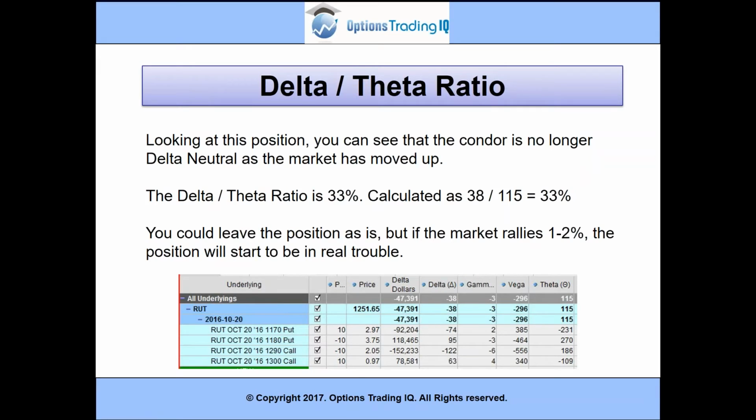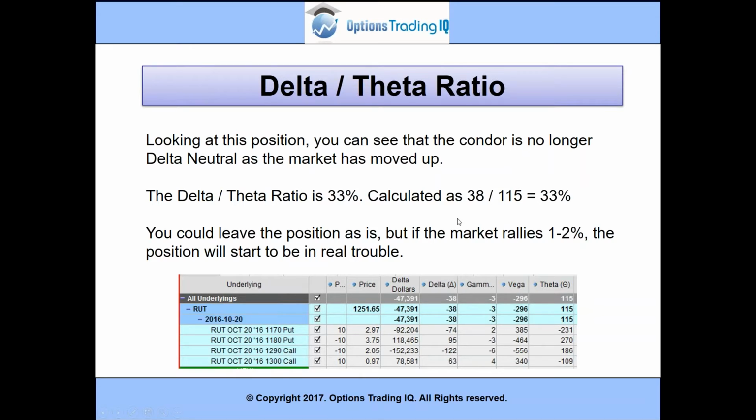Okay, so here we've got a theoretical position, an iron condor from back in October. Looking at this position, you can see that the condor is no longer delta neutral as the market has moved up. You can see here the delta theta ratio is 33%. That's calculated as negative 38 divided by 115. The delta on the whole portfolio, the total position, is negative 38, and our theta is 115. So if we do 38 divided by 115, our delta theta ratio is negative 33%.